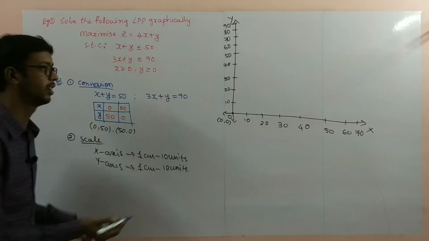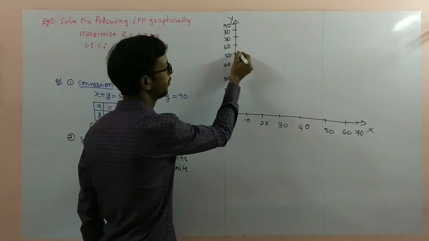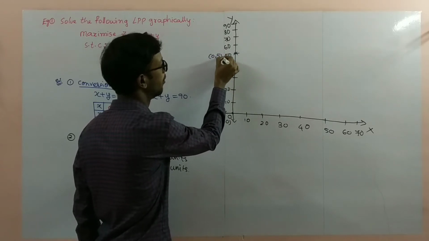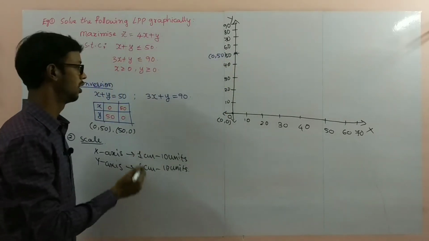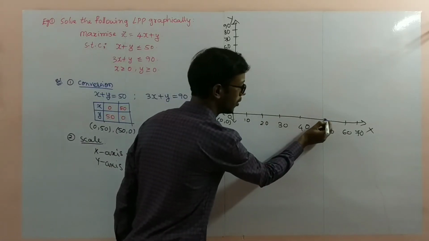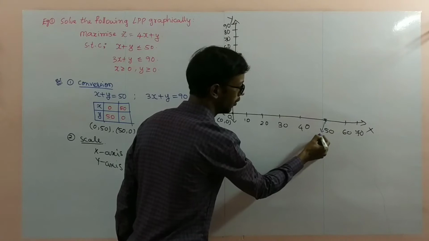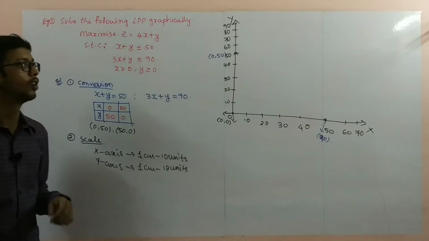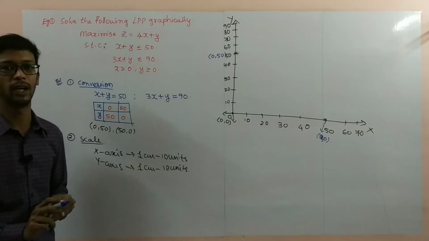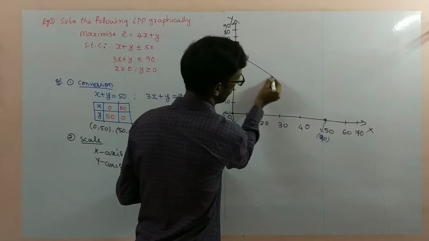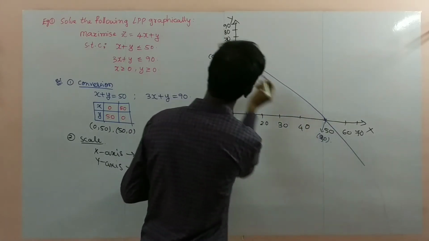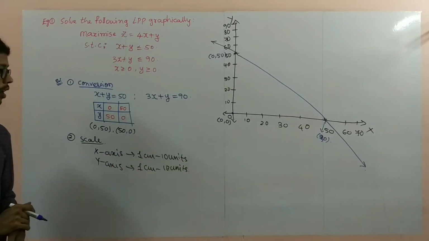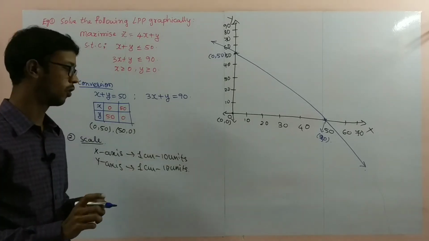X is 0, y is 50. This is a point here, so this point is 0 comma 50. Next one, 50 comma 0. This point is 50 comma 0. So now you join these 2 points by a line. Now we have to find the shading region.